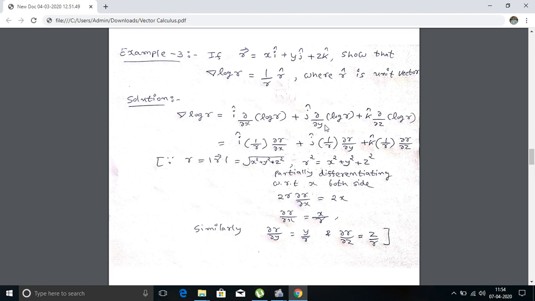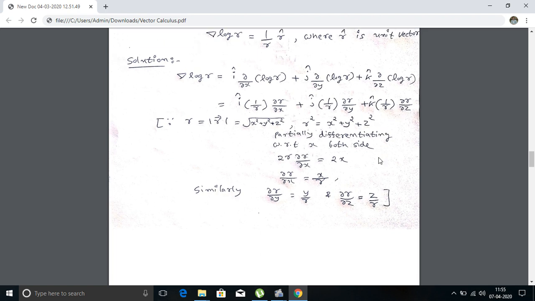Same way for this term, if we have to find partial derivative of log r with respect to y, then we will have to differentiate log r with respect to r, then with respect to y. So this term can be written as ∂/∂r of log r into ∂r/∂y. So what is ∂/∂r of log r? It is 1 divided by r. So 1 divided by r into ∂r/∂y. Same way, if we have to find partial derivative of log r with respect to z, then we have to express this term as ∂/∂r of log r into ∂r/∂z. So it will be 1 by r into ∂r/∂z.